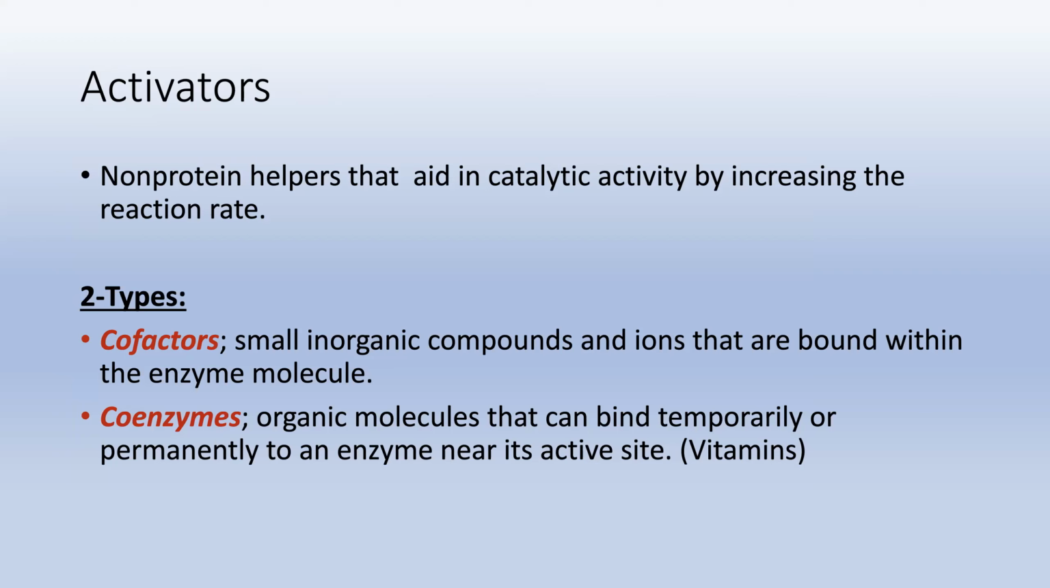We have what's called cofactors. These are your small inorganic compounds and ions that are bound within the enzyme molecule. A popular one that you might be aware of is with hemoglobin. We have the iron that is bound within there. We also have coenzymes. Those are your organic molecules that can bind temporarily or permanently to an enzyme near its active site. And these would be like your vitamins.